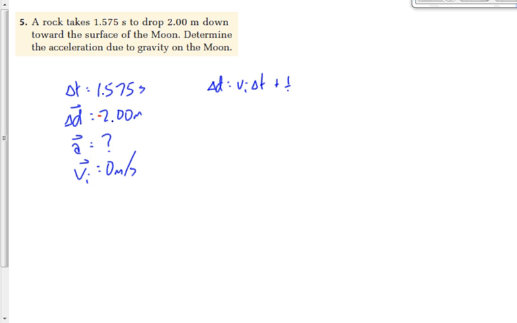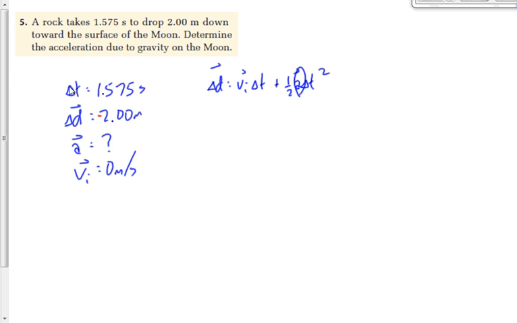Good. D is equal to VIT plus 1/2 AT squared. They're all valid, but this is the one that's going to get me the answer the quickest, right? Solving for A here. Get rid of what's not connected first. What's not connected to the A? What variable or variables are not connected to the A? T. Yep, VIT. Good.